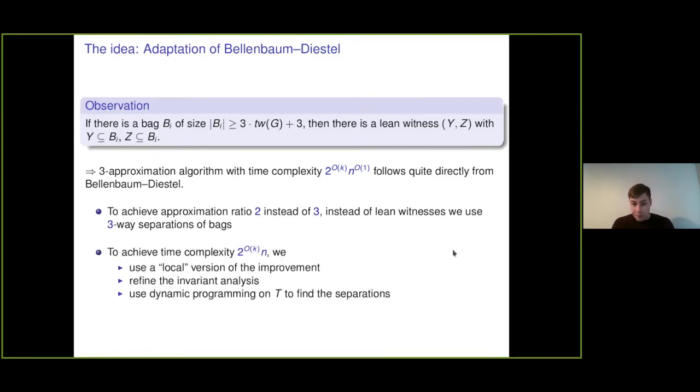And then to optimize the time complexity to be linear in n, we make a local version of this improvement so that we don't have to edit the whole tree decomposition every time, and do some invariant analysis. And what I think is really elegant here is that at the same time that we are improving the tree decomposition, we use dynamic programming on it to actually find these 3-way separations. Okay, so this is a rough outline of the algorithm.